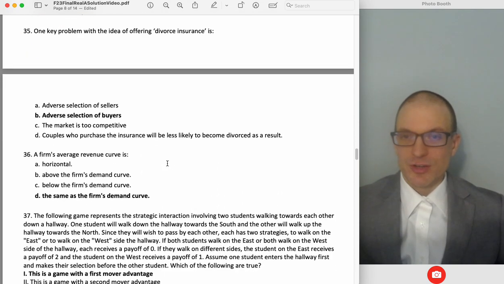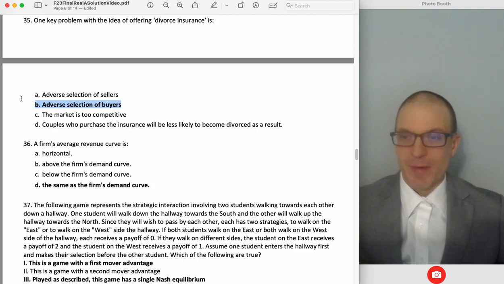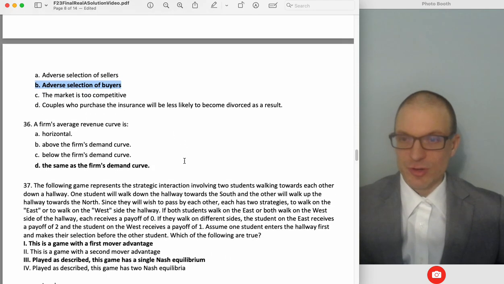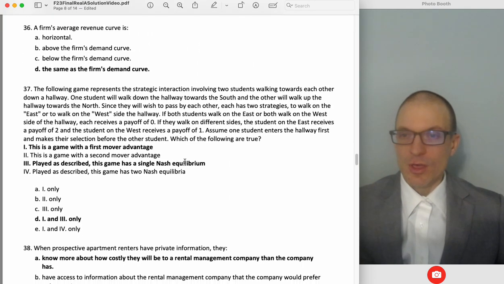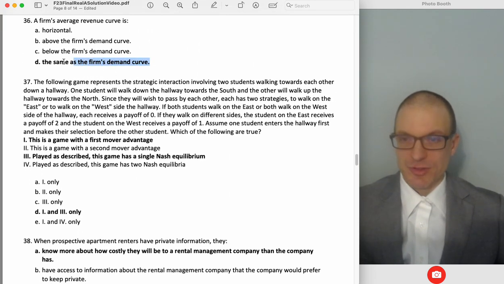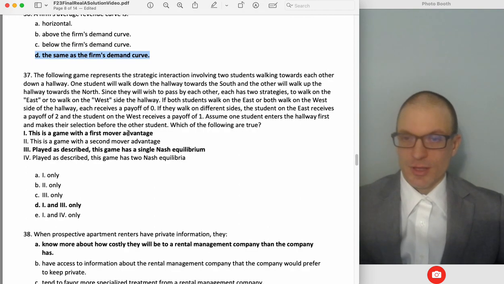One key problem with offering divorce insurance would be adverse selection of buyers. So the buyers would have more information about the likelihood of them getting a divorce than would be the seller. A firm's average revenue curve is the same as the firm's demand curve. It comes from the slides.